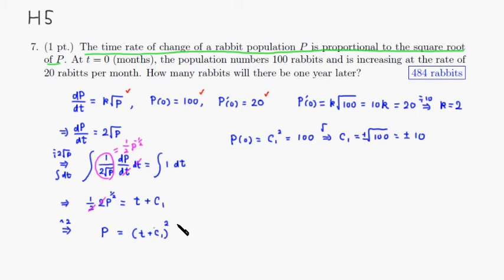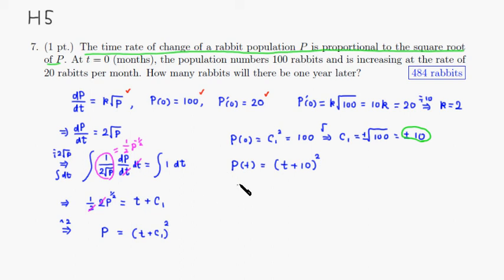So you're going to have P of t equal to, actually, the square root of P is never negative, so it doesn't make sense to have C1 negative. So it's actually just the positive one. So this is going to be the quantity t plus 10, squared.